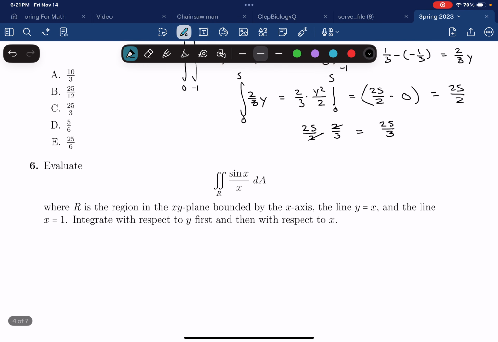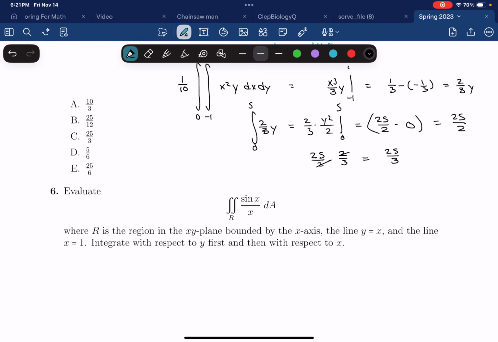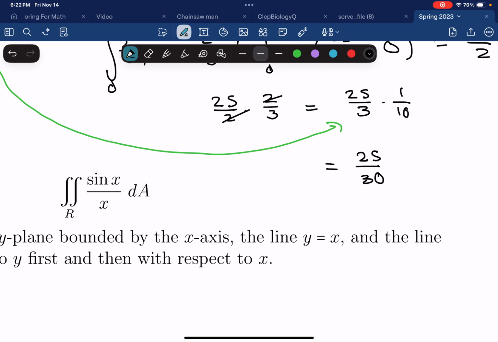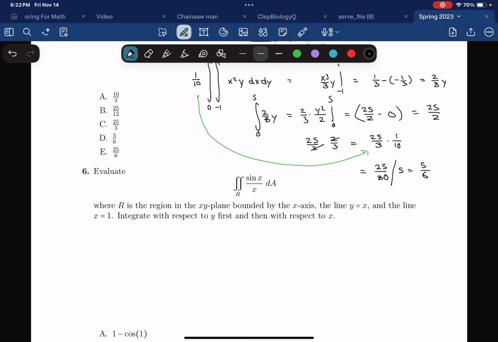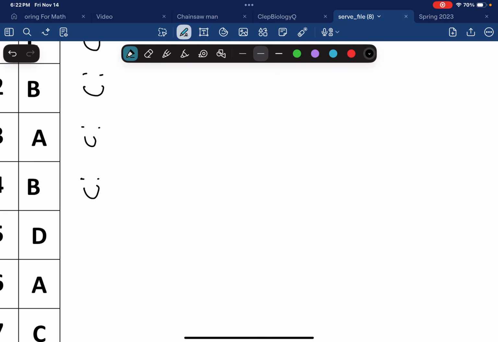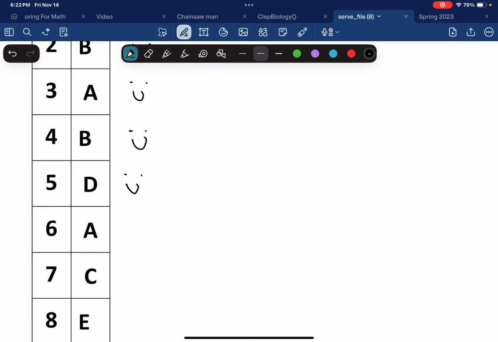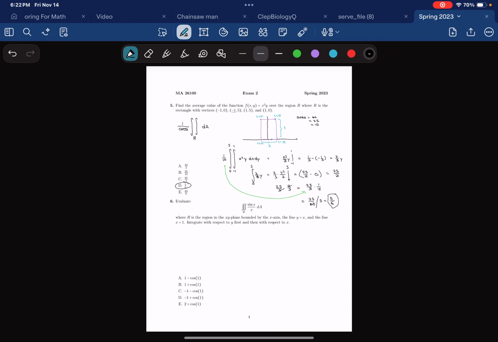Okay, so now that you have 25 over 3, the last thing is just to multiply it by 1 over your base area, which is 1/10, which means you get 25 over 30. If we simplify it by dividing by 5, you just get 5 over 6, which is our answer D, the correct answer for number 5. Okay, number 6.